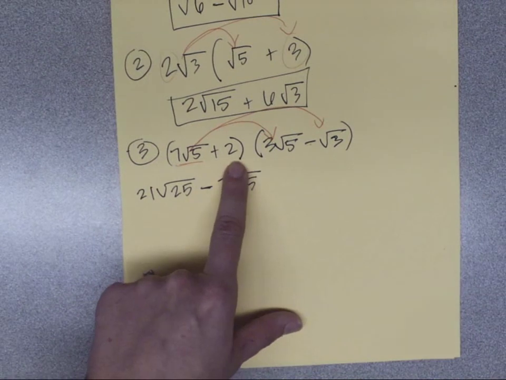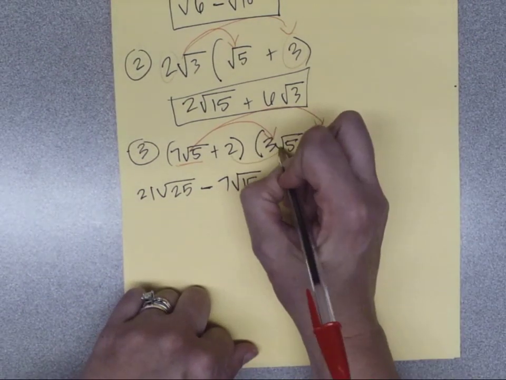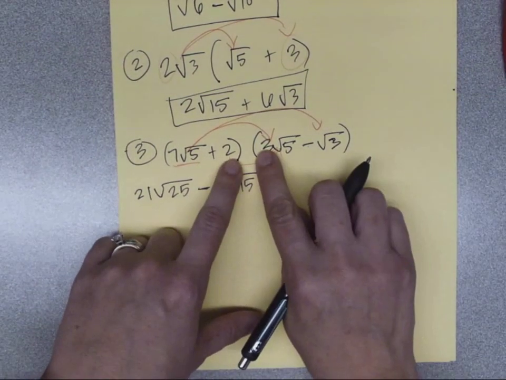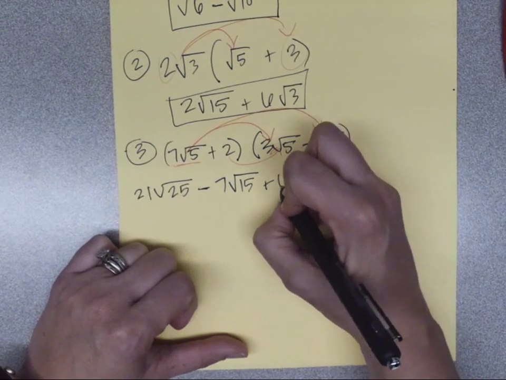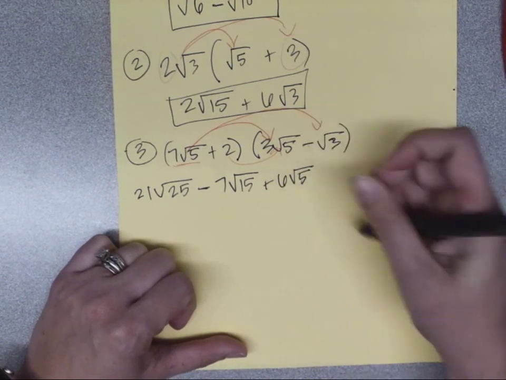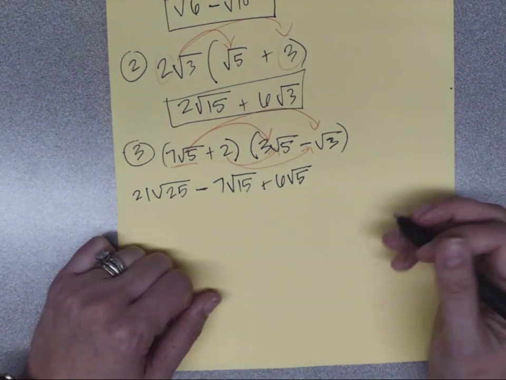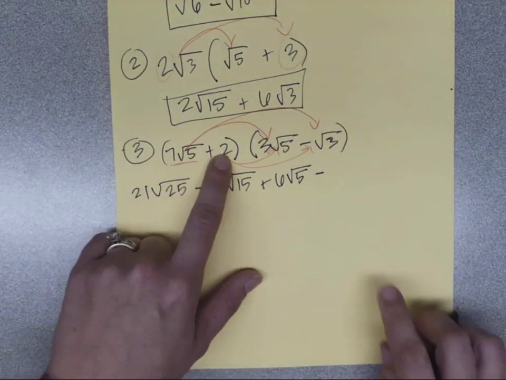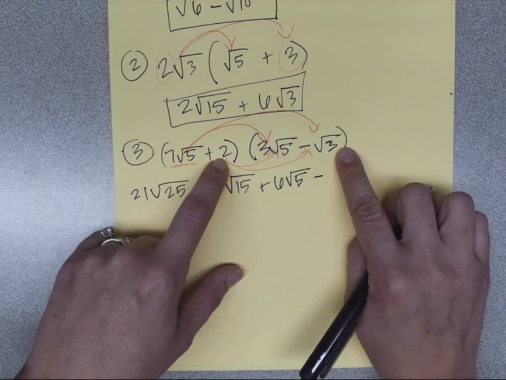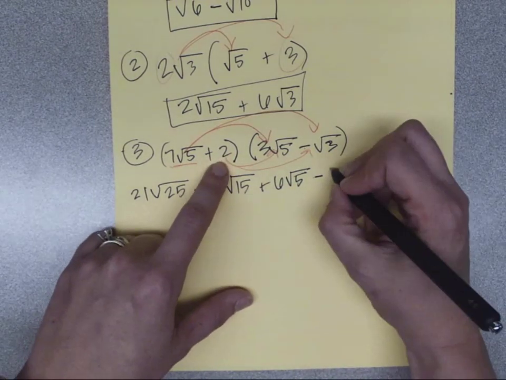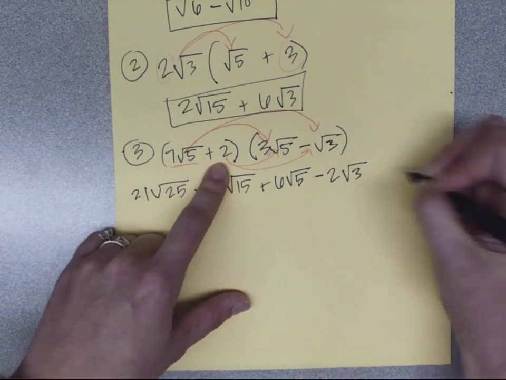Okay, now I'm going to multiply the 2 by everything. So 2 times 3 square roots of 5, 2 and 3 are outside numbers, so it's going to be 6 square roots of 5. And 2 times the negative square root of 3, it's minus. 2 is an outside number, 3 is an inside number, so you don't get 6. You don't multiply them together, you just get 2 times the square root of 3.